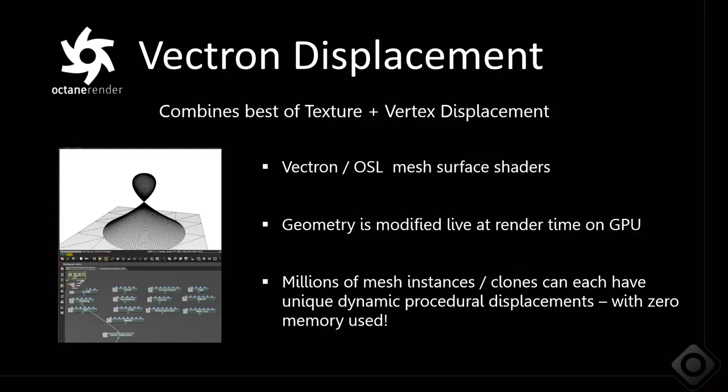It's driven by Vectron 3D shapes, or OSLs. You apply that to a mesh surface like you do with vertex displacement, but like with texture displacement, there is no unique copy of that mesh made. So the geometry is modified and generated live on the GPU, and you can do 1 million of these different copies, and they will not take 1 million times more memory. That will be the case if you're doing vertex displacement currently, and there are limits with texture displacement. So this basically gives you the best of both.